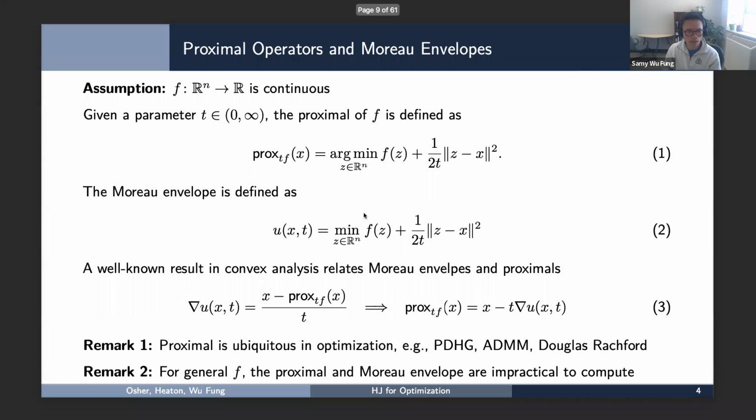Okay, but there is a problem. These algorithms, these proximals, can typically be used in very, very special cases. Note that if my goal is to minimize f, computing the proximal is equally as difficult as minimizing f itself. In general, this proximal and this Moreau envelope are impractical to compute. This is something we will keep in mind, and really the reason for today's talk. We want to be able to compute proximals for very general functions f.